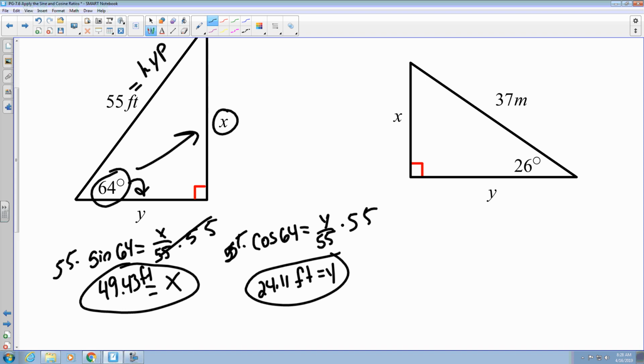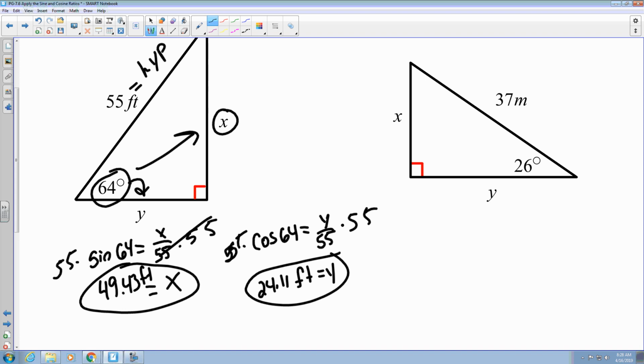One way you can check this, knowing we're working with approximations, is to see if the square of 24.11 plus the square of 49.43 is close to 55 squared. 24.11 squared gives me 581.2921. 49.43 squared is 2,443.3249. Adding those together gives me 3,024.617. Take the square root of that number, and I get 54.99, which is really close to 55. With approximations, it's not going to be exactly 55, but it's close. That's just a way that we can check our answers.